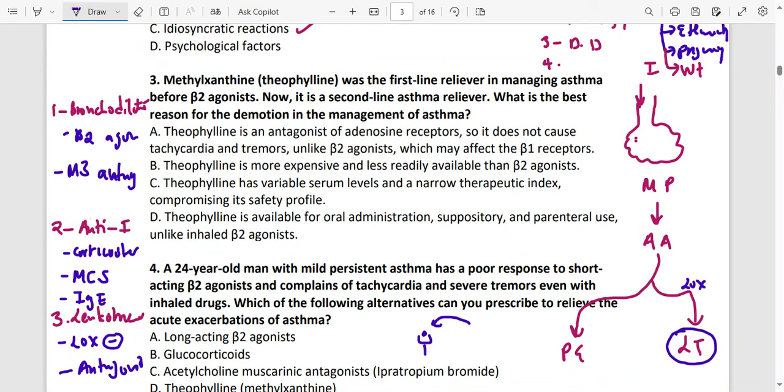When you give it together with a short-acting beta 2 agonist, it is going to help in bronchodilation also, especially when you give it with the short-acting albuterol, which we mentioned, in severe acute cases. So take note of that.